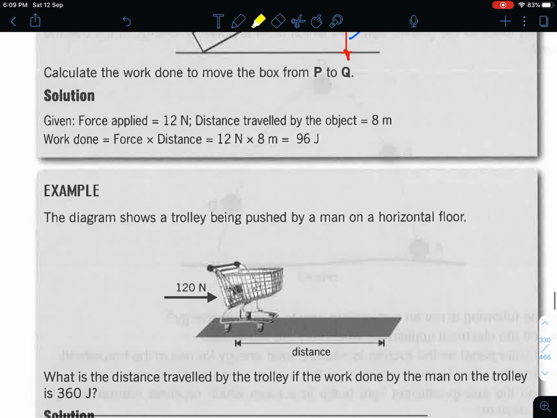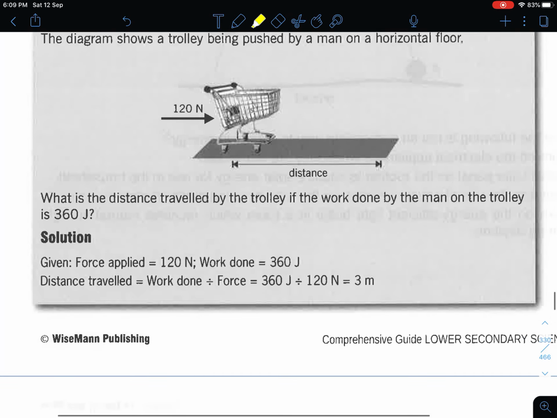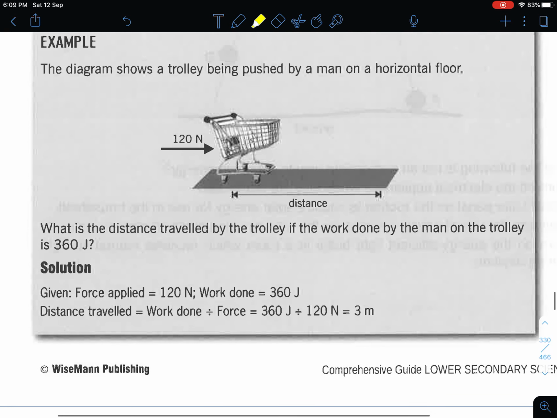So what is the distance traveled by the trolley if the work done by the man is 360 joules? So this will be just the opposite way, where work done equals force times distance. So distance will be work done divided by force, and you'll get the answer.